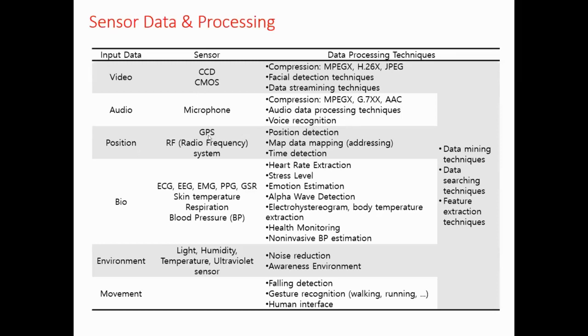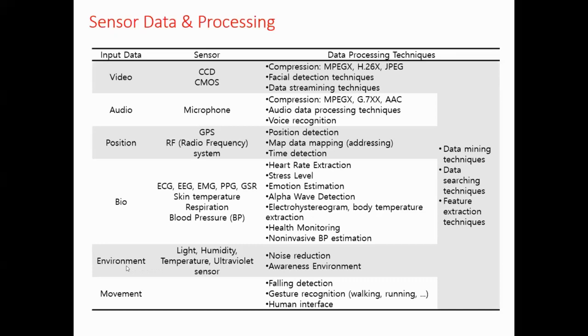If your input data is position, from GPS or a radio frequency system, then position detection, map data, mapping, addressing, and time detection. If it is bio, medical, or healthcare data, the sensors are EEG, ECG, EMG, PPG, skin temperature, respiration, blood pressure, those kind of things. And the purposes are heart rate extraction, stress level, emotion estimation, alpha wave detection, health monitoring.